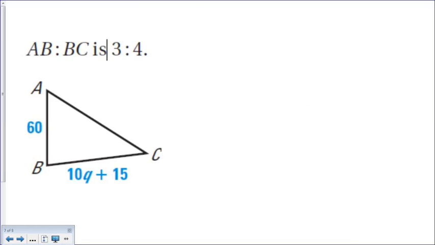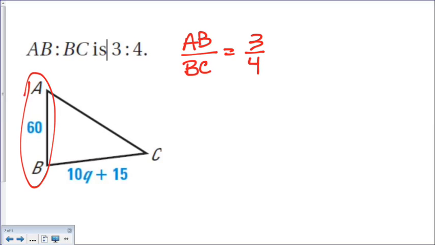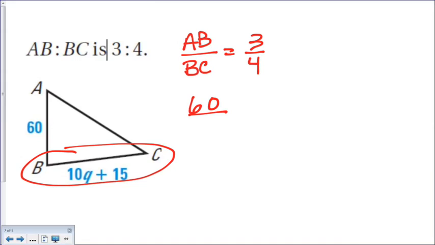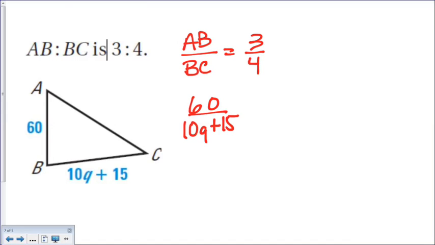All right, let's take a look at this one. AB to BC is 3 to 4. Okay, so AB to BC is 3 to 4. Okay. All right, AB, I see it right here, AB is 60. Okay, so 60 over BC. Ooh, it's an algebraic expression, 10q plus 15. So 60 over 10q plus 15 equals 3 over 4.